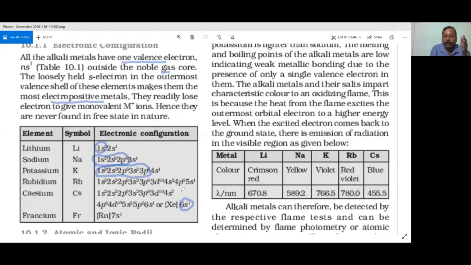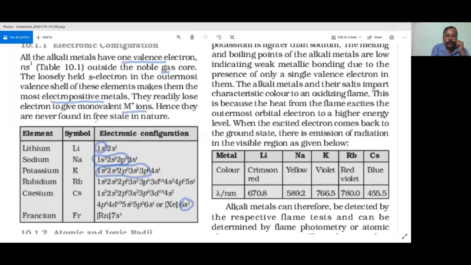But alkali metals, how many will they lose? Only one electron. Giving one electron is not much difficult, therefore they lose it very easily, and therefore they are most metallic. Many people have the wrong impression that more metallic means losing more electrons. No, metallic means easily losing electrons. So why are alkali metals more metallic? Because they lose only one electron. It takes no pain and no time to lose one electron. So they readily lose the electron to give monovalent M positive.